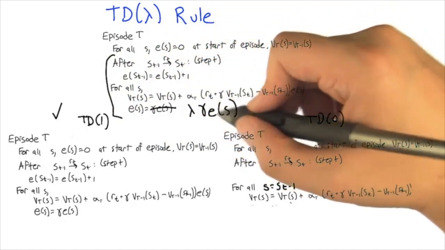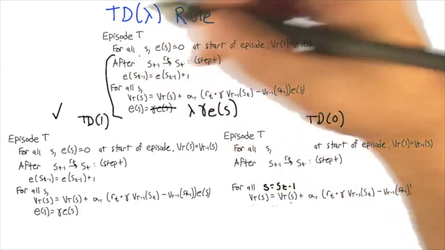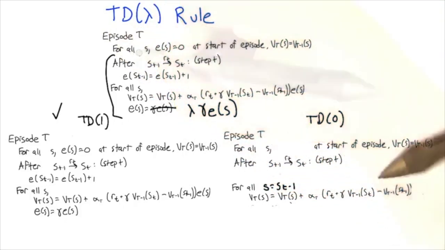But in fact, using lambda equal to 0 here has the same effect. So we don't really need to do that. Exactly. Okay, so then the right thing happens. Yeah, so when lambda is equal to 0, boom, we get TD0. When lambda is equal to 1, boom, we get TD1.